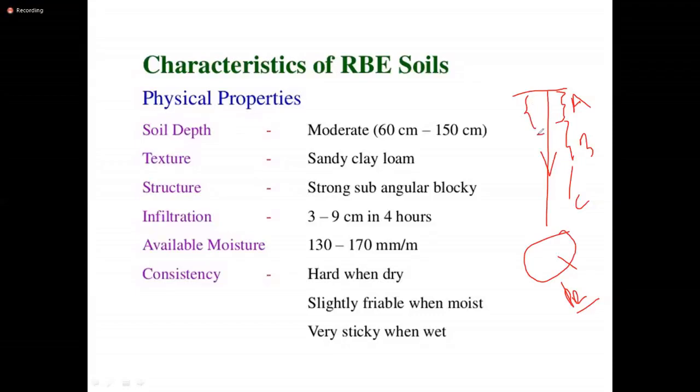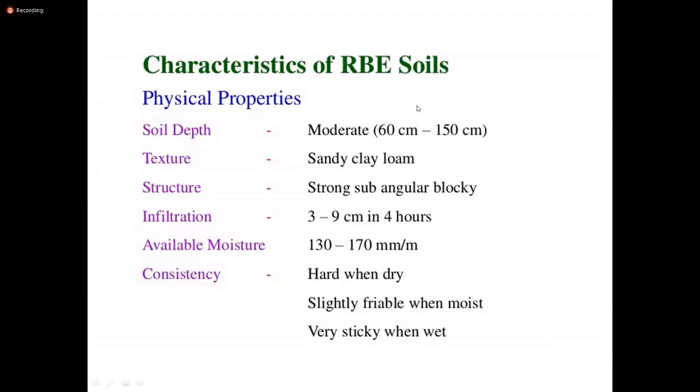Texture sandy clay loam, structure strong sub-angular blocky. Infiltration 3 to 4 centimeters in 4 hours. Infiltration means water can move from top to bottom, that is the infiltration rate. Consistence hard when dry, slightly friable when moist, very sticky when wet. So these are some characteristics of the reddish brown earth. As an example I just put this, because every soil type has different characters. Some are overlapping, but you especially have to know the characters.